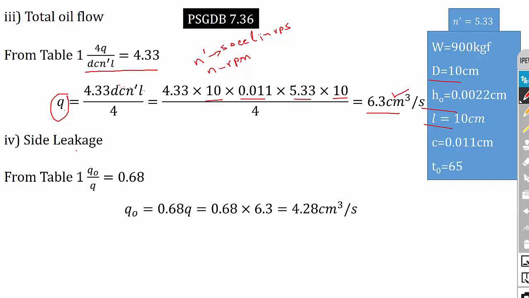Then the next one is side leakage. So in the table you can find another value, that is Q naught by Q is equal to 0.68. Okay, so here Q naught is the leakage and Q is the total oil flow. So Q we have calculated in the previous step. You can substitute the value of Q and you can calculate the value of Q naught. So the calculated Q naught value is 4.28 centimeter cube per second.